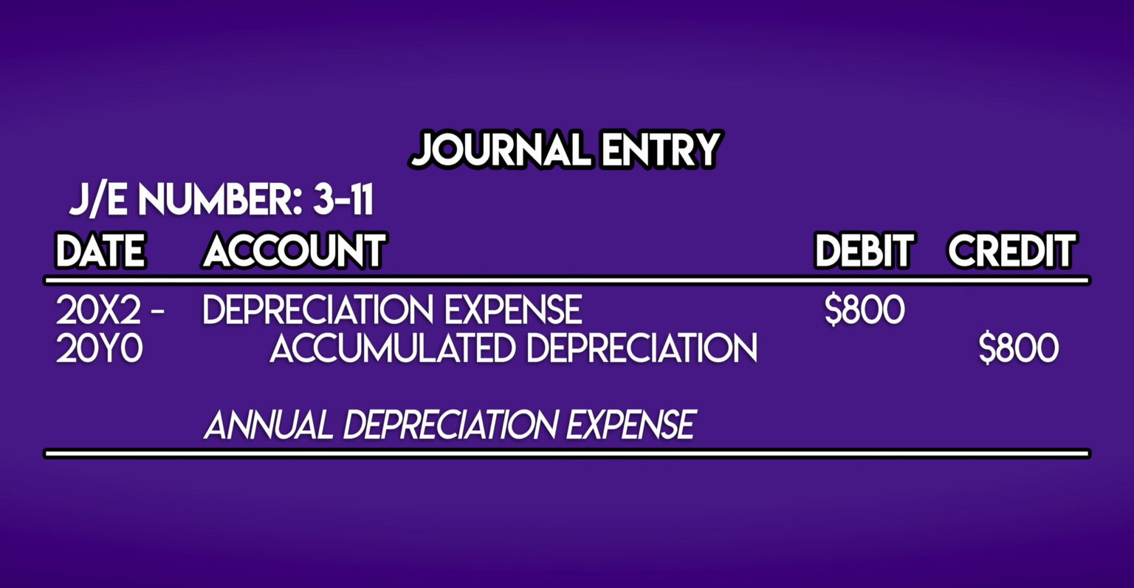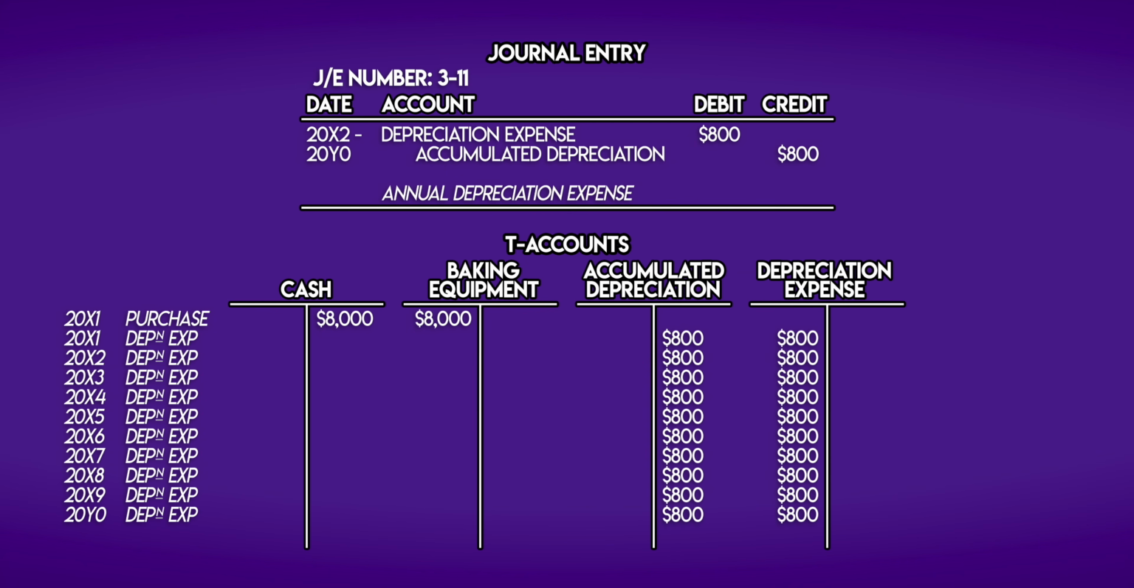Each year you debit the depreciation expense account in your income statement by $800 and credit accumulated depreciation in your balance sheet by $800. And here's the impact on your books.